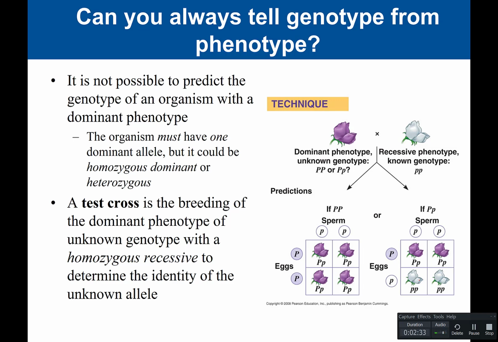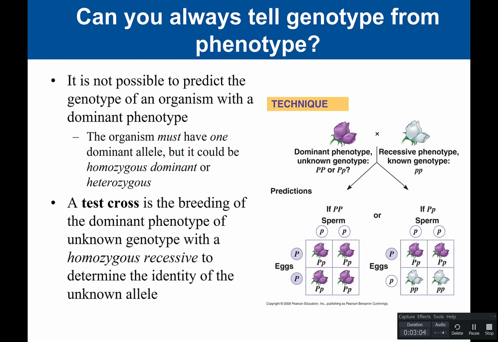Now, if you only had a few plants to do this with, and you saw any white flower plants, would that tell you, even if it wasn't 50%, would that tell you the unknown genotype of the dominant? Answer is yes. If you saw even one white flower plant, that tells you that the purple plant had to be heterozygous, because that is the only way that you end up with offspring that are homozygous recessive.